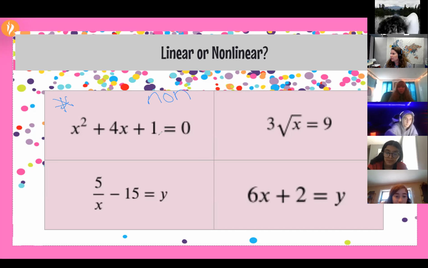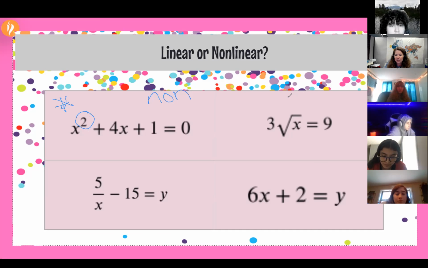I got one good answer, only one. Y'all don't know, you're just guessing, or do you know for sure this is non-linear? Remember, guys, it's all about the exponents. If you have an exponent greater than 1, it's nonlinear. That exponent of 2 makes this nonlinear. That was one of the rules. Your exponents can only be a 1.